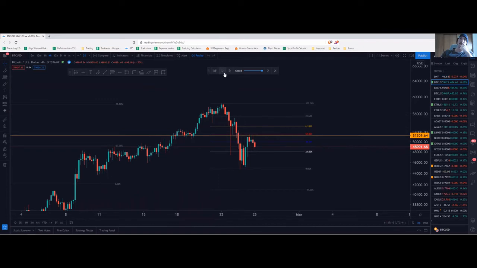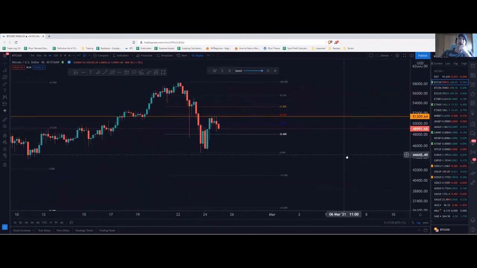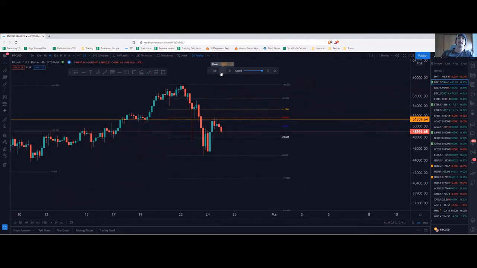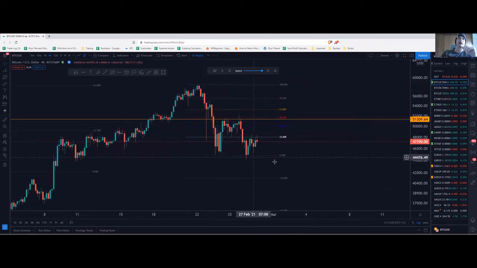They're the areas that I think price might turn around. It's coming up. I think they're areas where price is likely to come back down. So you can see we had a beautiful sort of double top off the 50 fib in that level, and then we came down back to the 0.